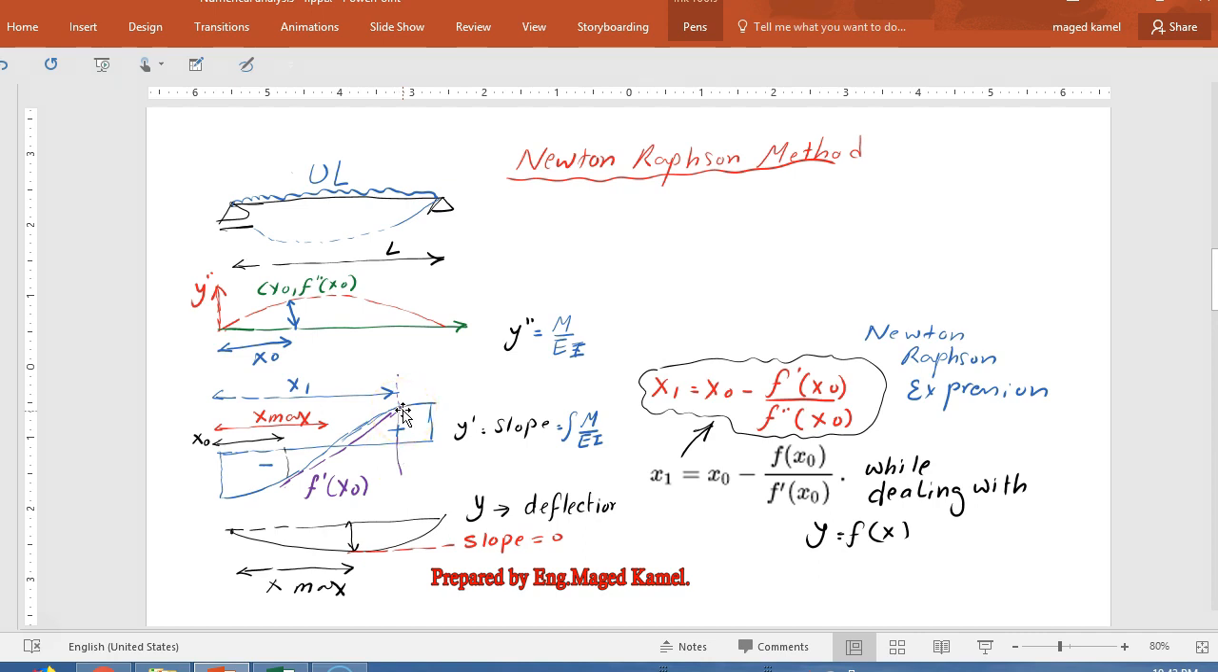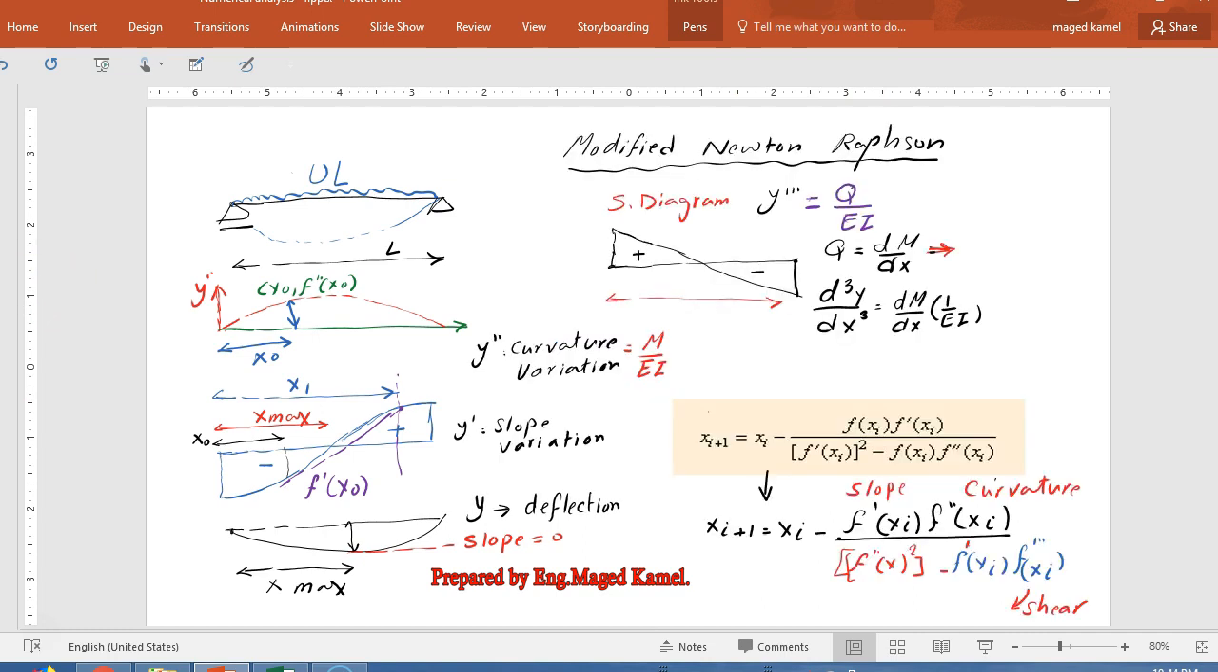For the f double dash of x0, we are going to go directly to the curve of y double dash, and for the corresponding x0, we will get f double dash x0. So the equation to be used is x1 equal to x naught minus f dash of x naught divided by f double dash of x naught.